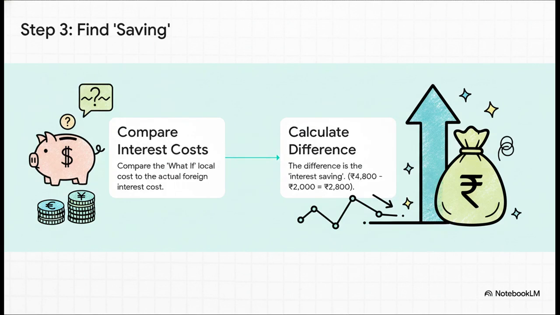Now, step three is absolutely key. Here, we determine the interest saving. This is the benefit we got just by choosing the cheaper foreign loan. The local cost would have been 4,800, but our actual interest was only 2,000. So that's a saving of 2,800 rupees.